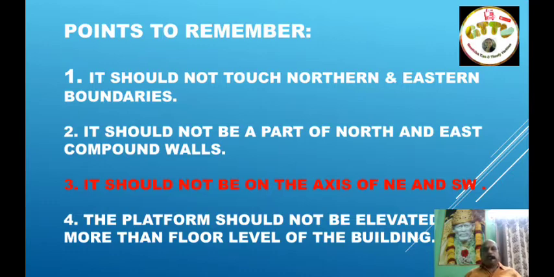That is also wrong. It should not be on the axis of, sorry, it's a typing mistake by the person. It should not be on the axis of northeast and southwest. Just now I have discussed in the first slide itself. So the line joining the Ishanya and Nairuti is called the axis of northeast and southwest. The borewell should not be in that portion. The more important precaution is that the well or borewell should not be exactly in the Brahmasthana.